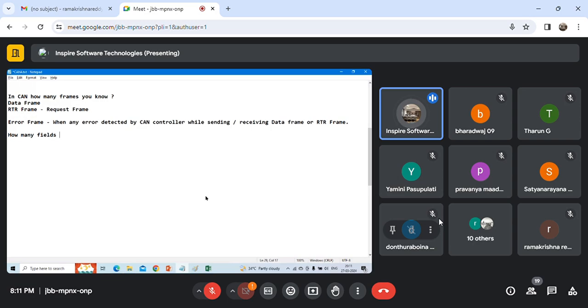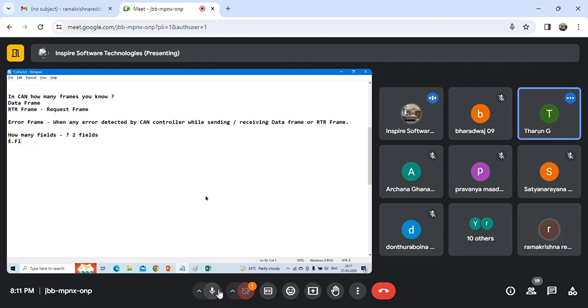You know fields, right? So error frame consists of how many fields? 2 fields. So what are they? Error flag and error delimiter. So the delimiter will always be common. Okay, so error flag and error delimiter.